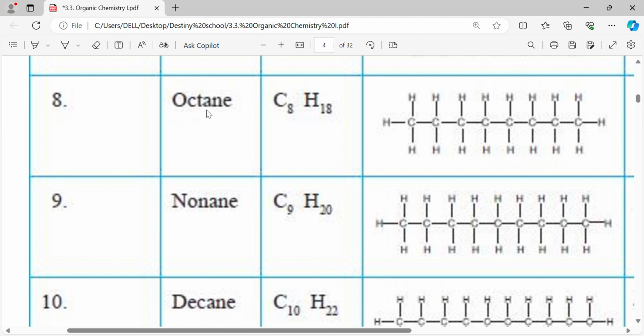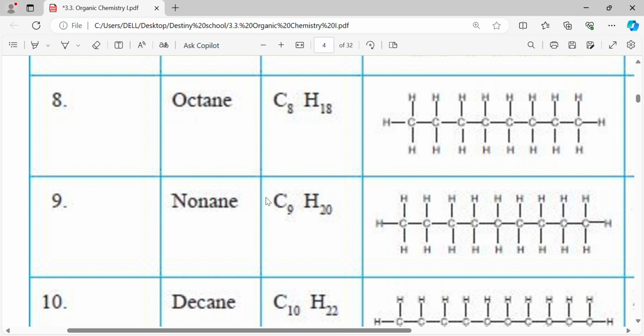Number 8, we call it octane. Octagon. I believe you have heard of something like that. So oct. Octane now is 8. And this is its molecular formula. And this is how you draw its structural formula.